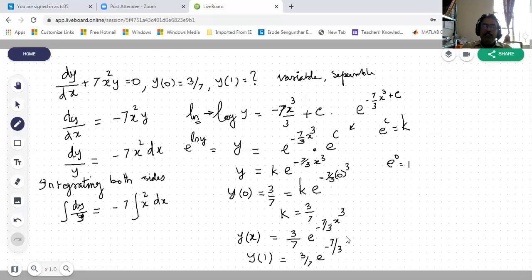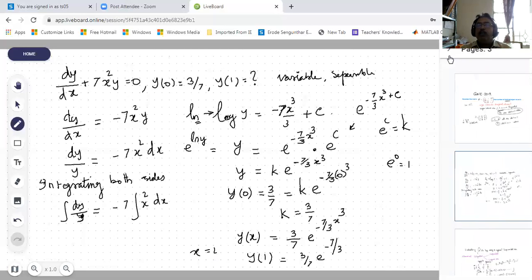So y of 1 is equal to, apply x is equal to 1. Here apply x is equal to 1, which is very much needed for the problem. X equal to 1, so it is 3 by 7 e power minus 7 by 3. So this is the answer for this problem. This is again asked in these 2 marks.